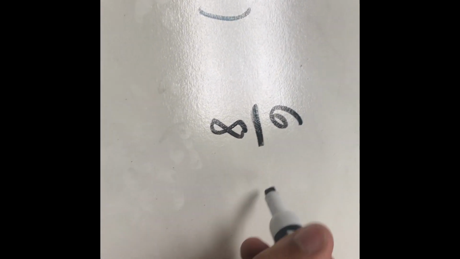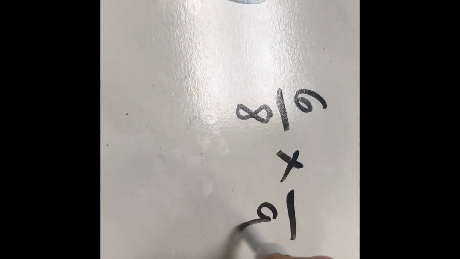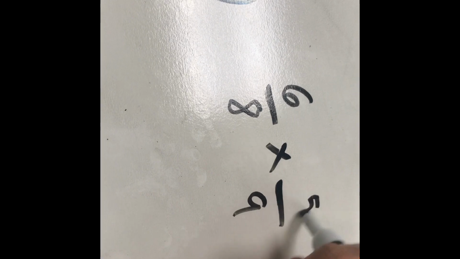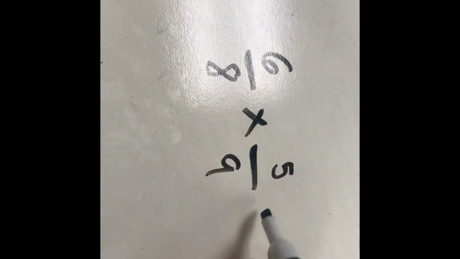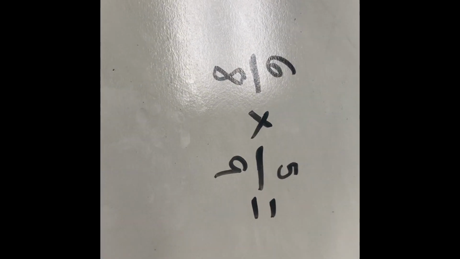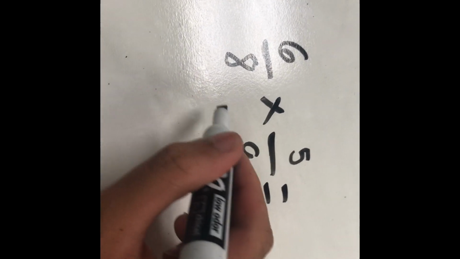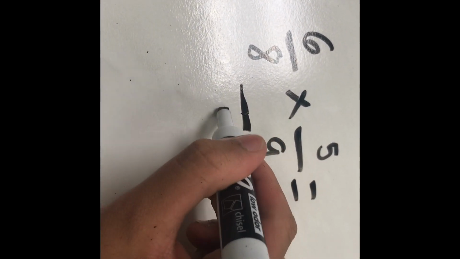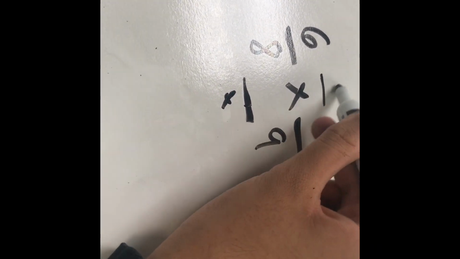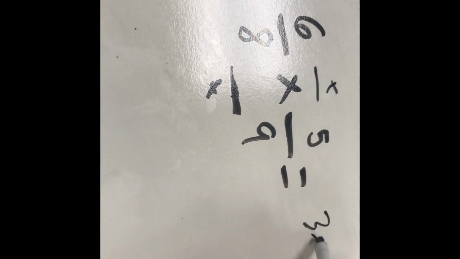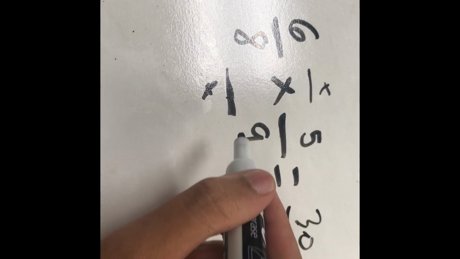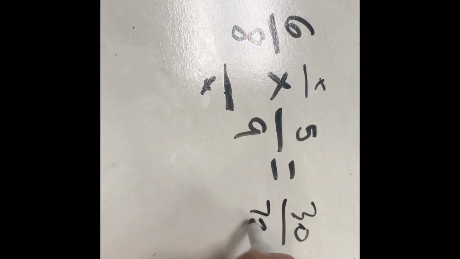So for example, 6 over 8 multiplied by 9 over 5. So what is this? Well, it's really easy. All you do, these two numbers, multiply them. These two numbers, multiply them. So what we would do here is 30 over, and this is 72.